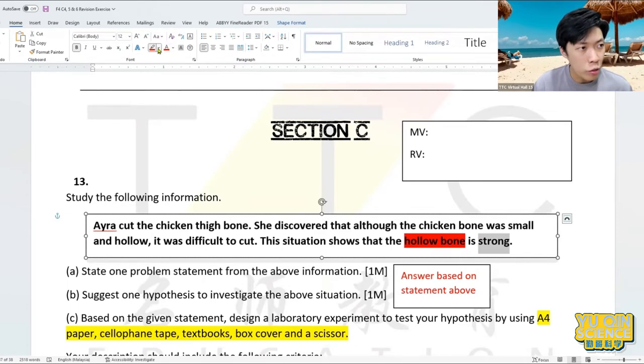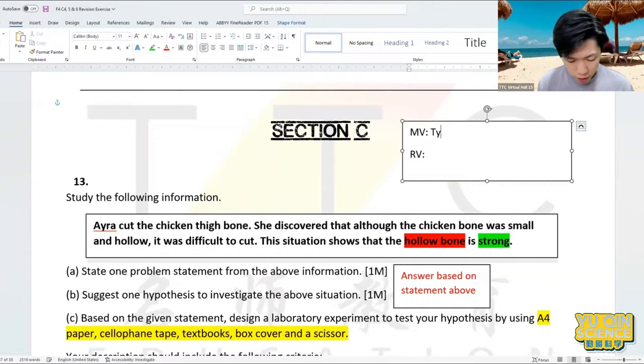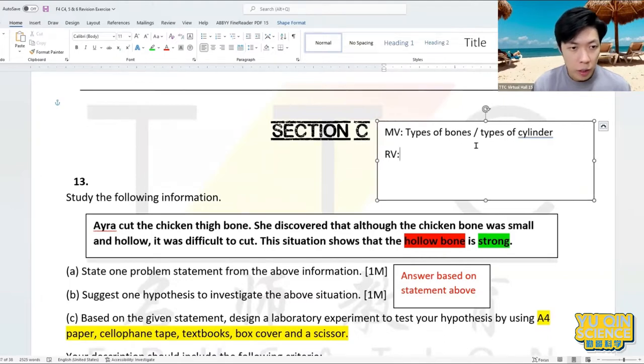Strong or not strong, that has to be your responding variable. Let's just use green color. Okay, responding variable. So at least I have some clue here. Try to highlight something from your statement that can help. So now I'm sure that my manipulated variable will be types of bones. Or if I am talking about question C onwards, which is the experiment, then we are talking about types of cylinder from the A4 paper. Okay, types of cylinder. My responding variable is strong or not strong. How to say that? Strong or not strong is called the strength of the bones.